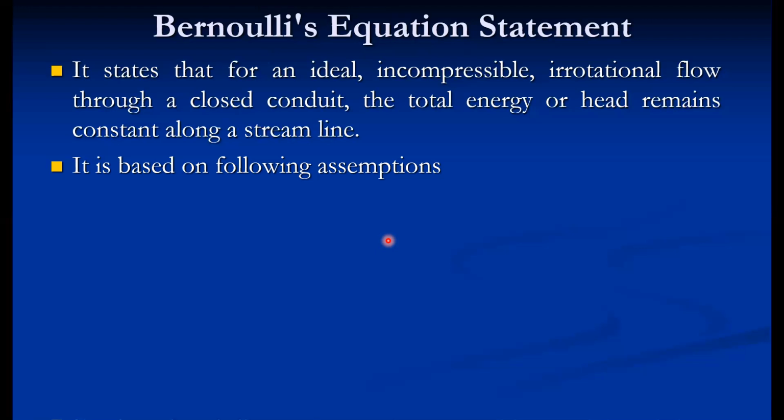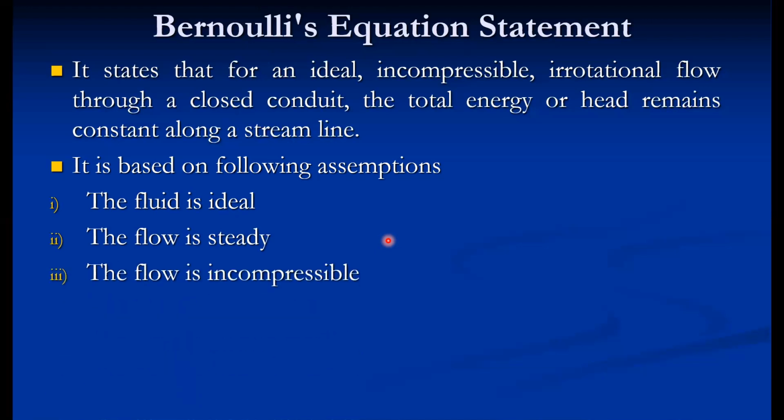So it is based on some assumptions. Already we have discussed that the fluid is ideal, the fluid is steady. We have considered that during Euler's expression. Flow is incompressible and flow is irrotational. So these are the assumptions on which Bernoulli's equation is based. So Bernoulli's equation is based on a highly idealistic situation. For real fluid, some corrections or modifications are required.